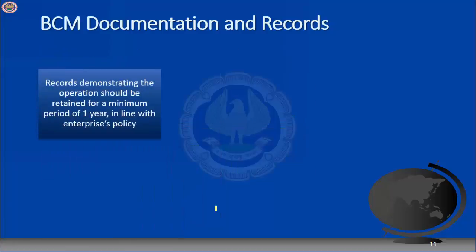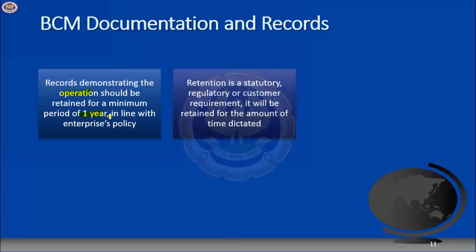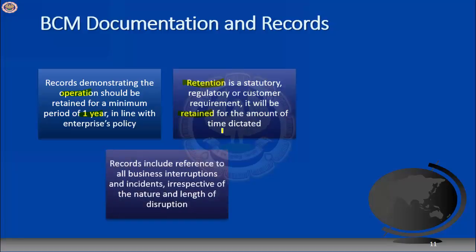Some more records. You should have records demonstrating the operations and the minimum period for which the records should be maintained, and this should be in line with the business policy. Retention of the records is also a statutory requirement. Now you also need to ensure that the documents are maintained in the business continuity plan. This aspect has to be considered: what is the time for which the documentation has to be maintained.